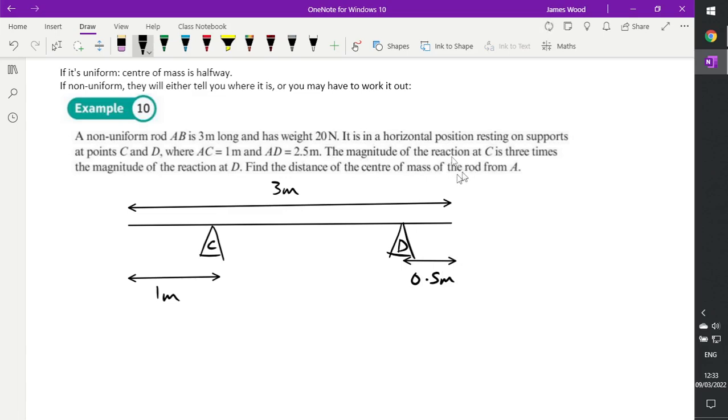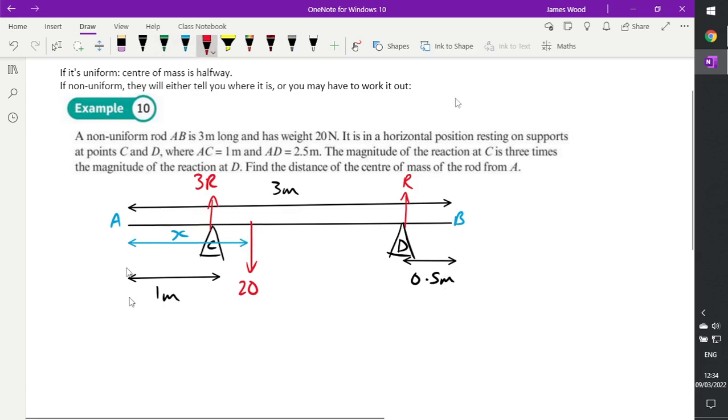The magnitude of the reaction at C is 3 times the reaction at D. So that means that this is 3 times the size of the reaction here. So I can write that. Find the distance of the center of mass of the rod from A. So if the reaction force here is much bigger than this one, that means the center of mass must be nearer to support C. Okay, so I'm going to put it about there. And the weight of the plank was 20 newtons. And that's what we're trying to work out, the distance of the center of mass from A. So that's from the end here. So we're going to call that X. This is A, this is B. Okay, so there's my diagram.